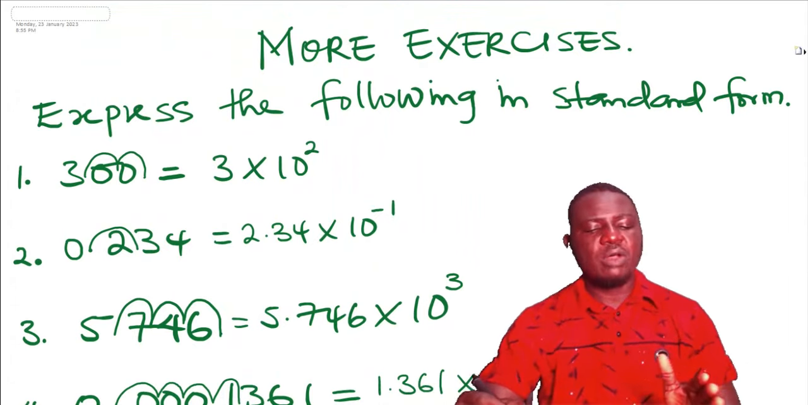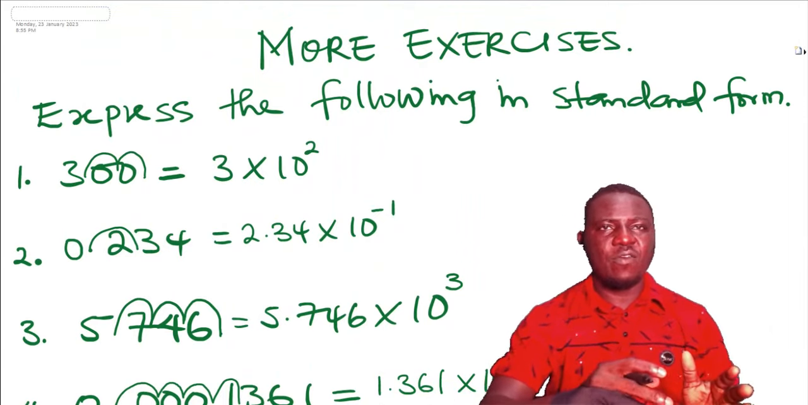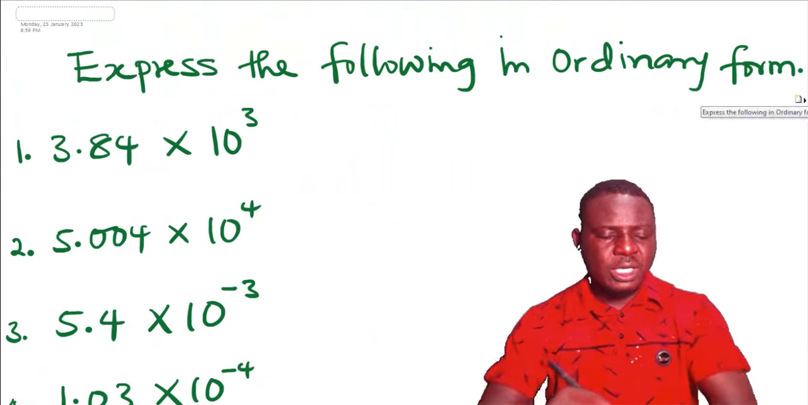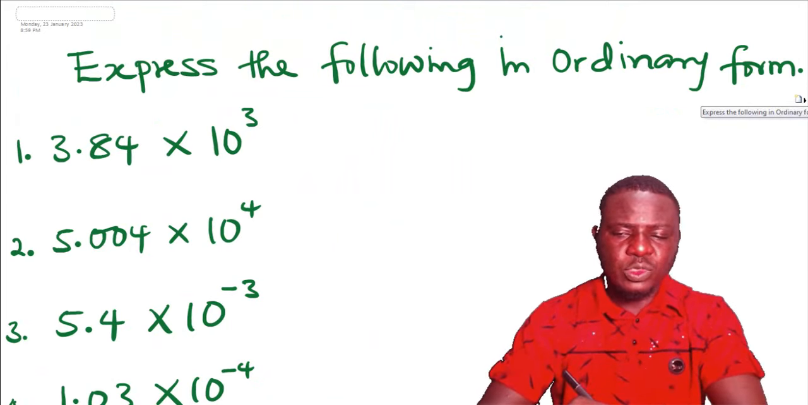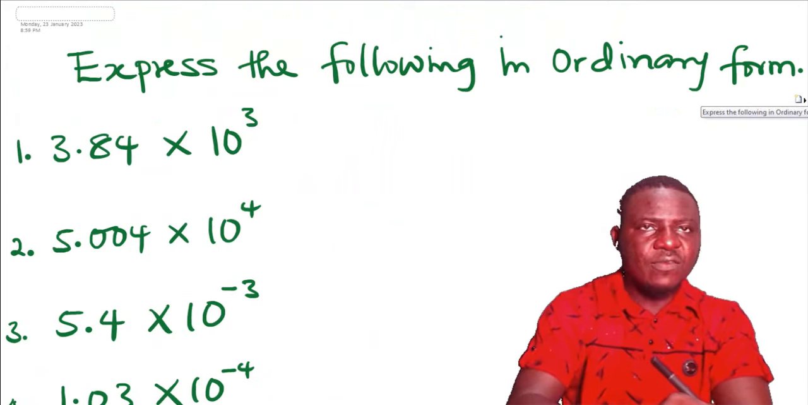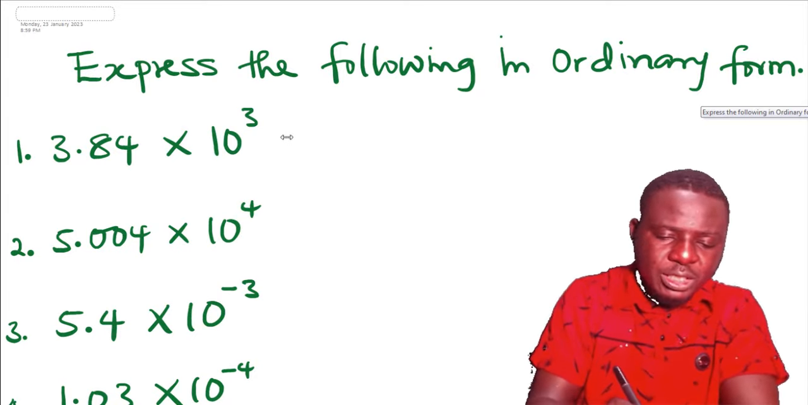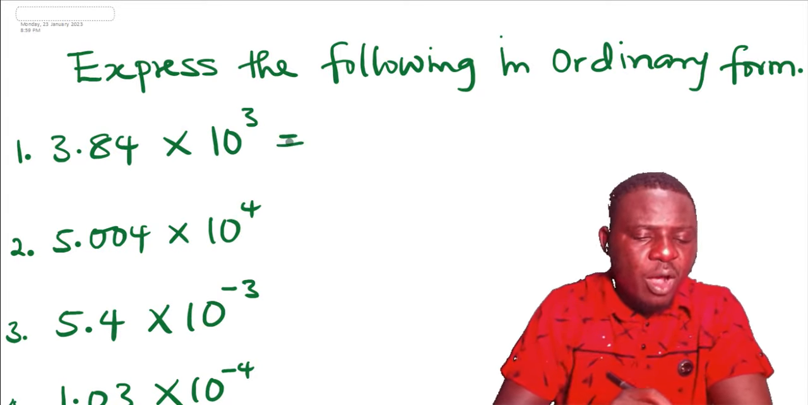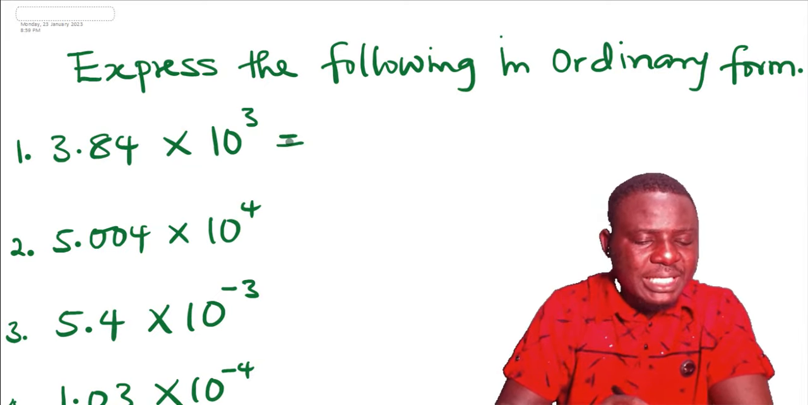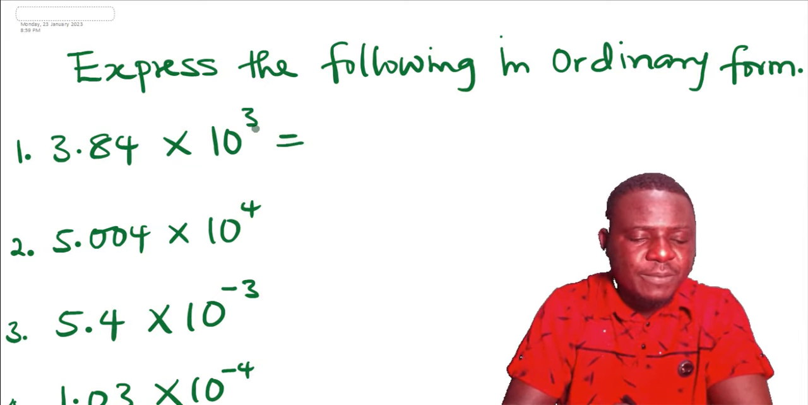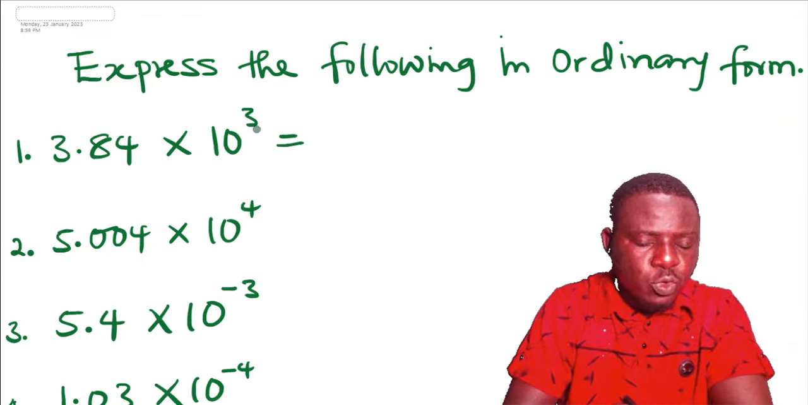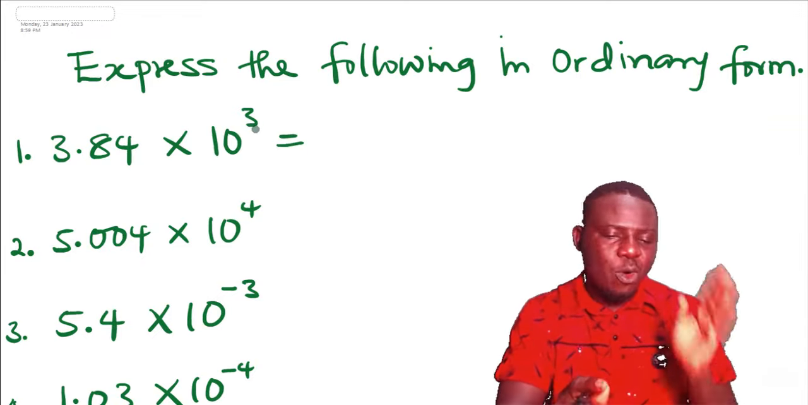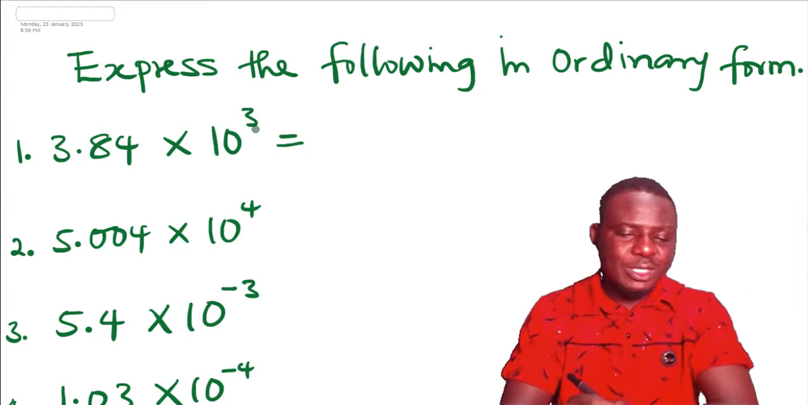Now let's also see how to express them from standard form to ordinary form. So in this exercise, we shall be expressing them from standard forms to ordinary forms. So this becomes 3.84 times 10 raised to the power of 3. It therefore means that I'm going to move my decimal point 3 times to the left, which is the opposite of what I did while converting from ordinary form to standard form.